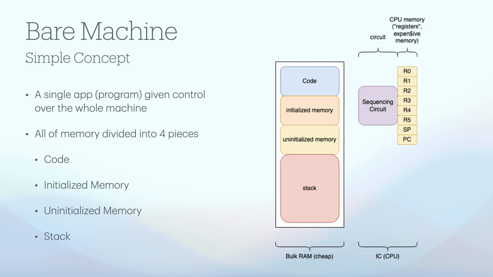Initialized memory, which are strings and constants that are ready when the program starts running. Uninitialized memory, which is blank memory that can be used by the application code to store data. The stack, which is blank memory that is used by the CPU and the application to store temporary data, like subroutine parameters and partial results.